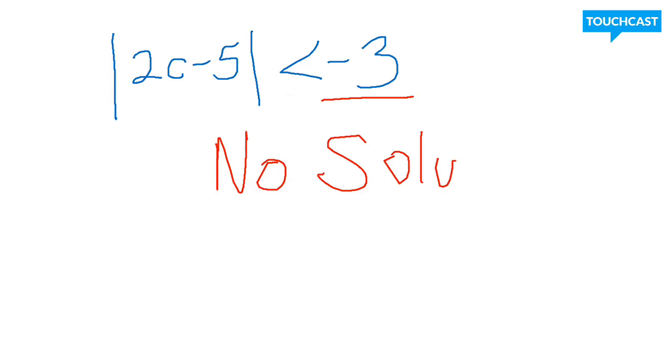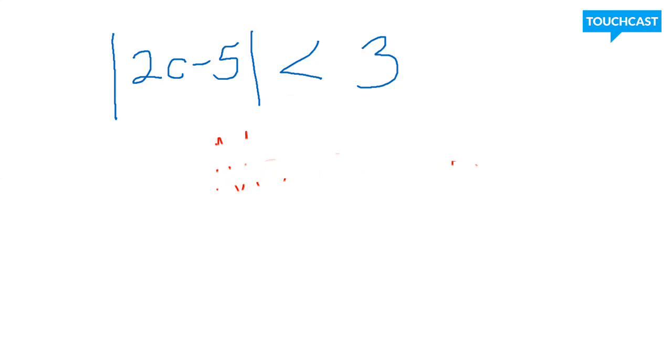However, I wanted to show this example for 2 reasons. That should be no solution there. I want to see what would happen if I did happen to have a positive 3 here instead of a negative 3. So if we had a problem like this where we had the absolute value of 2c minus 5 is less than, let's now go with positive 3, let's solve for that. So we have an intersection like we mentioned before.